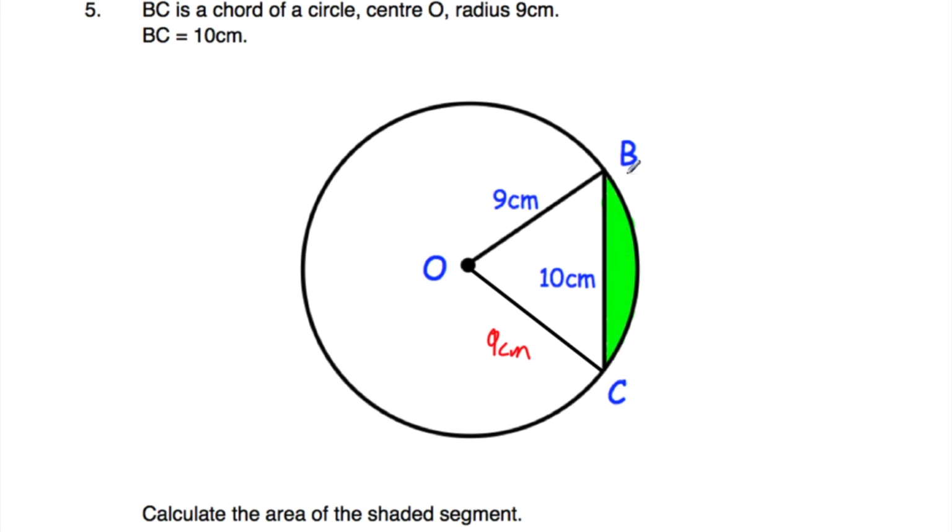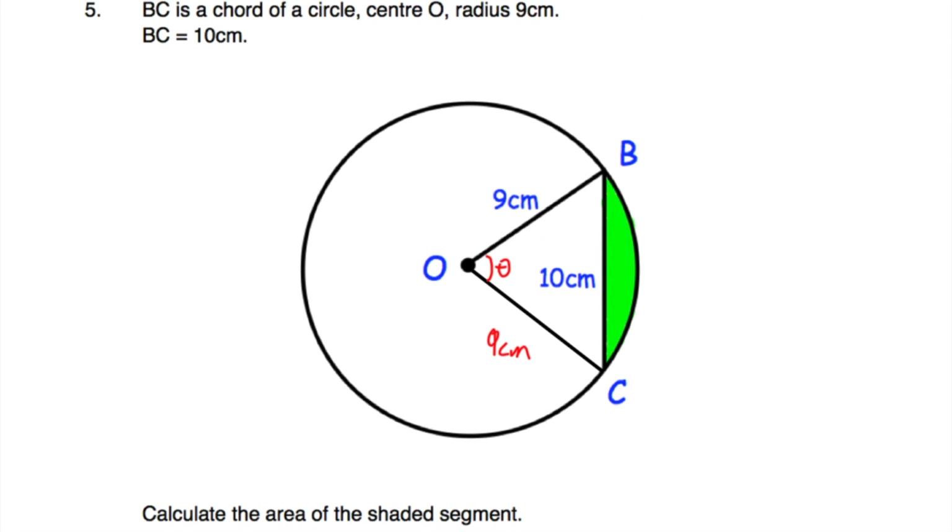Now to find the area of the sector, it would be really important to know the size of this angle. So we need to find the size of that angle. Now to find the size of this angle, there's a couple of approaches we could use. We've got a triangle OBC, and we know 3 of the sides. OB is equal to 9, BC is equal to 10, and OC is equal to 9. So that means we could use the cosine rule, because if we know 3 sides of the triangle, we can use the cosine rule to work out the size of one of the angles. So that's one option.